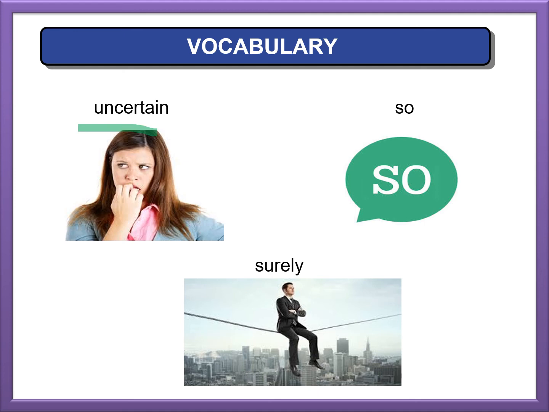Okay? So, in this case, so is an adverb that can be used instead of the word very. Okay? Don't get confused because so has another meaning too. But in this case, it's used as an adverb, which can be used instead of the adverb very. Surely is another way to show that you are certain about something, and it is an adverb.